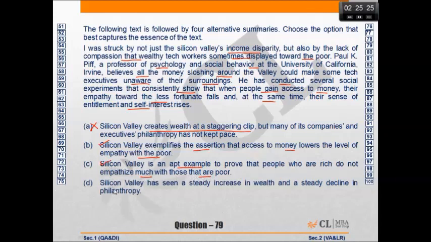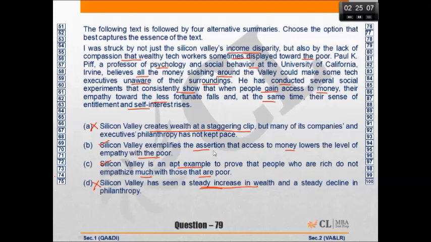Let's look at choice D. Silicon Valley has seen a steady increase in wealth and a steady decline in philanthropy. Has it seen a steady increase in wealth? We don't know whether the wealth has increased or not. All we know is there's sufficient money floating around. So D cannot be the answer. The answer is either B or C. Let's go through the two again.